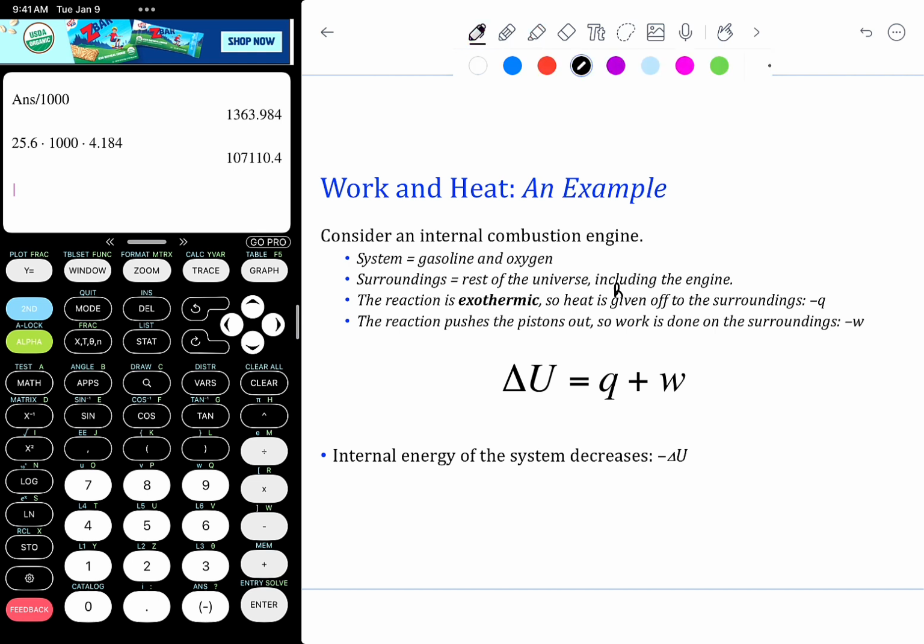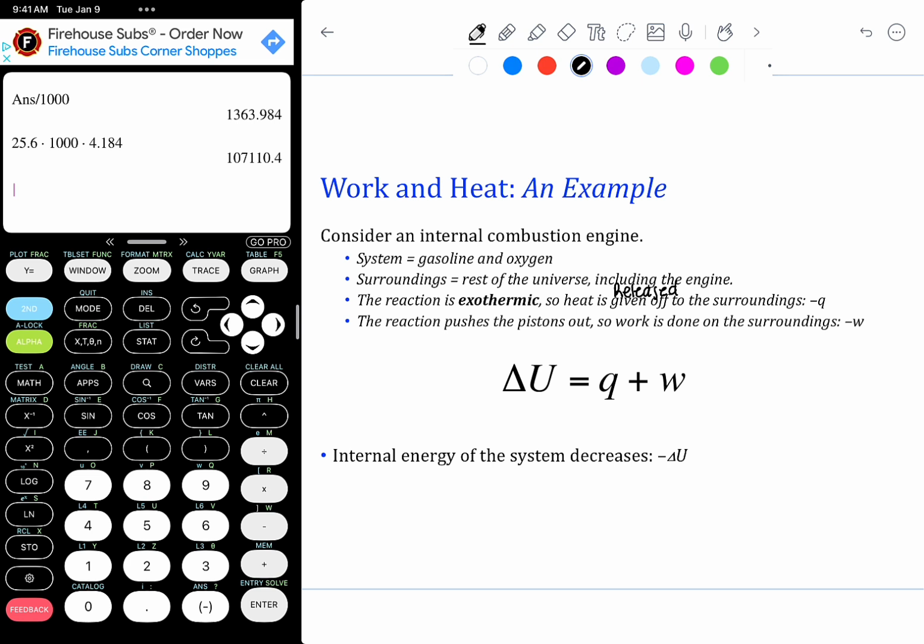Heat is released to the surroundings. Therefore, Q would be negative based off of our table. If heat is released, Q is negative. The reaction itself pushes the pistons out, so work is being done on the surroundings. Remember, our engine is our surroundings because our system is just the gasoline itself reacting. Okay, so the reaction is going to push those pistons out, so work is being done on the surroundings.